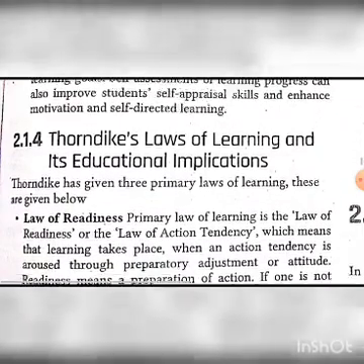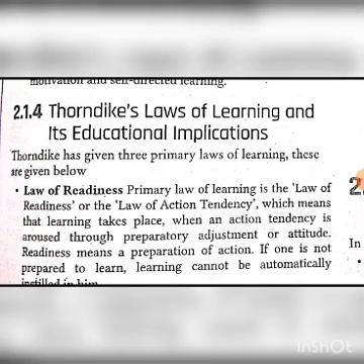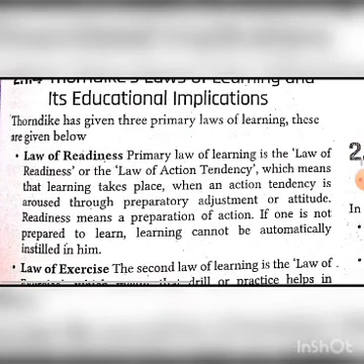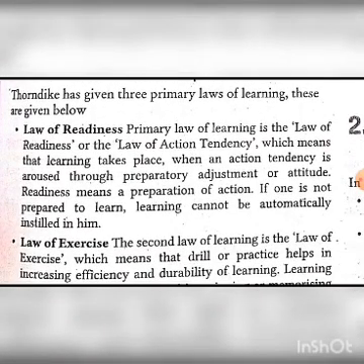Now we will read about Thorndike's laws of learning and its educational implications. Thorndike has given three primary laws of learning. These are given below. First one is law of readiness. Primary law of learning is the law of readiness or the law of action tendency, which means that learning takes place when an action tendency is aroused through preparatory adjustment or attitude. Readiness means a preparation of action. If one is not prepared to learn, learning cannot be automatically instilled in him.